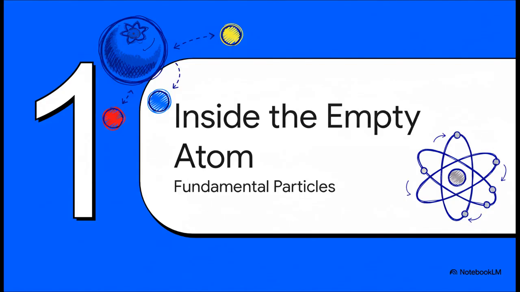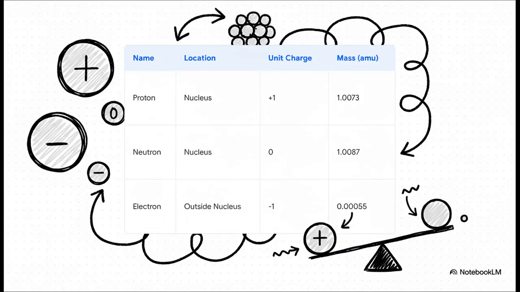All right, first up, let's zoom way in on that blueberry nucleus and the space around it and meet the three fundamental particles that make up every atom. Okay, so every atom has three key players. You've got your positive protons, your neutral neutrons, and your negative electrons.